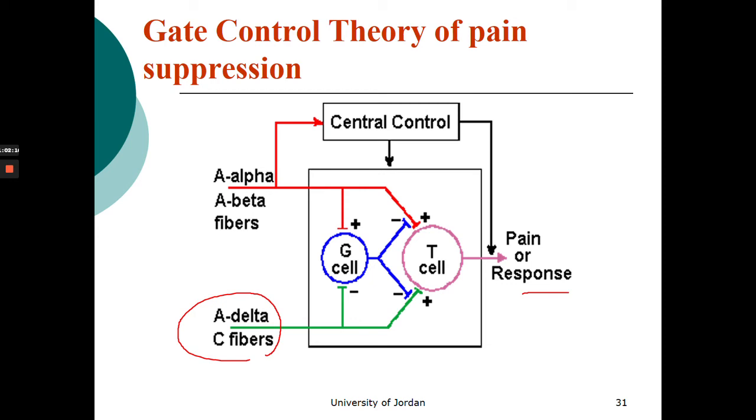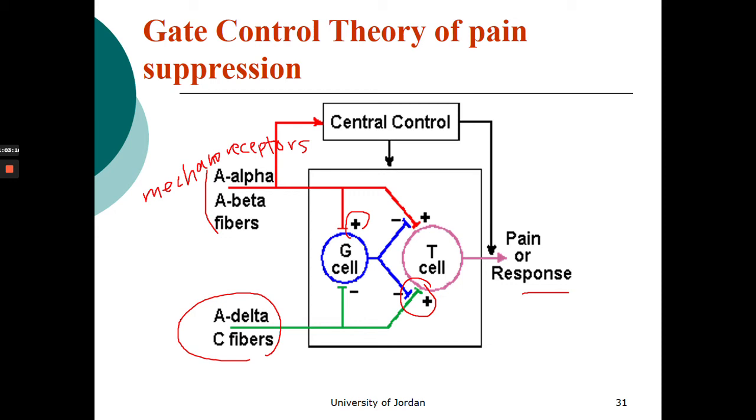Now stimulation of the A alpha or A beta, which are tactile mechanoreceptors, they go and stimulate the G cells. If the G cells are stimulated, they produce presynaptic inhibition of the pain fibers on the T cells, and this inhibition will inhibit the T cells. There is no more stimulation of the transmitting cells, and that person's pain is inhibited.